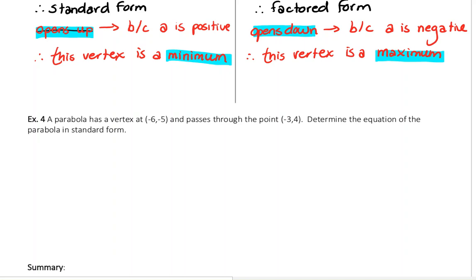My recommendation, if you are given the vertex, then start with vertex form.